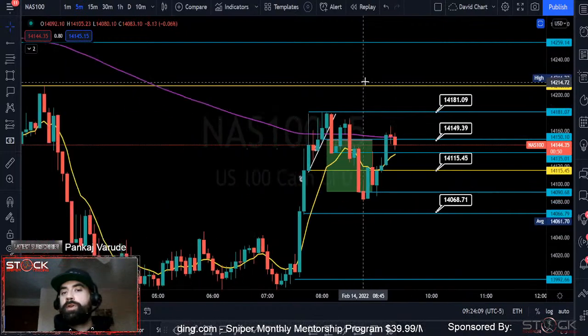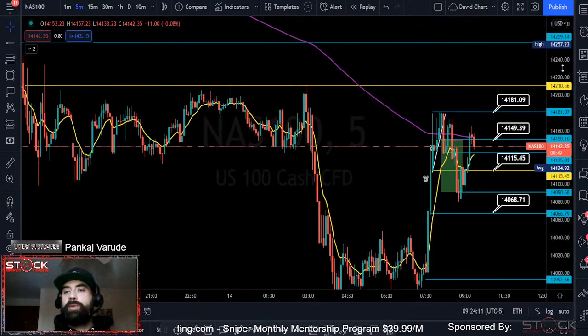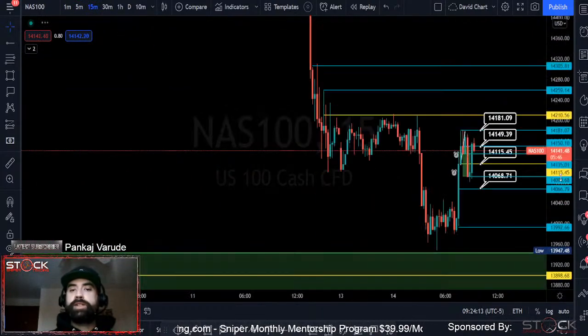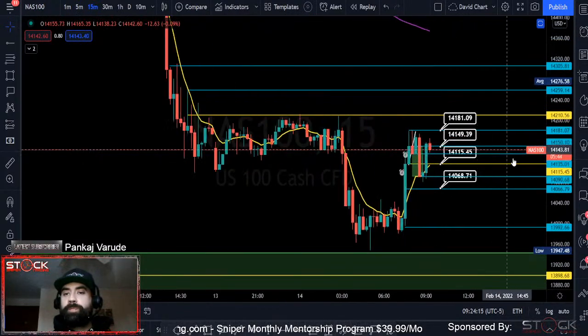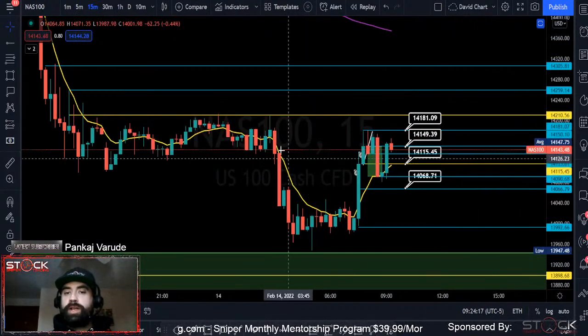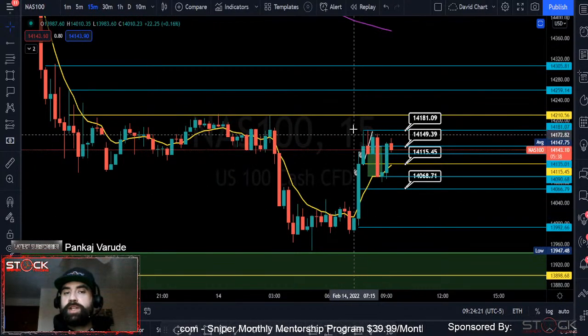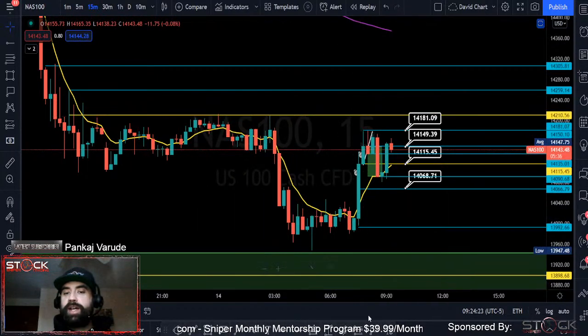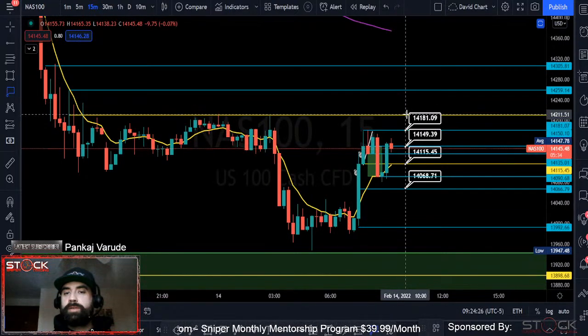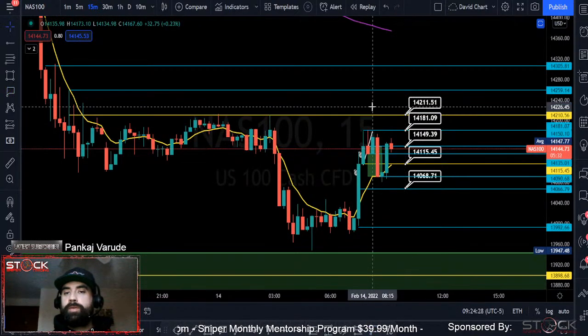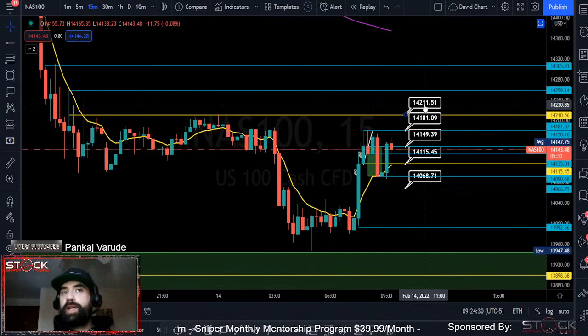Okay, so let's take a look at this. I want to take a look on the 15-minute time frame, guys. You can see push down, consolidation, push to the upside, heavy resistance at this area right here, roughly 14 to 11.